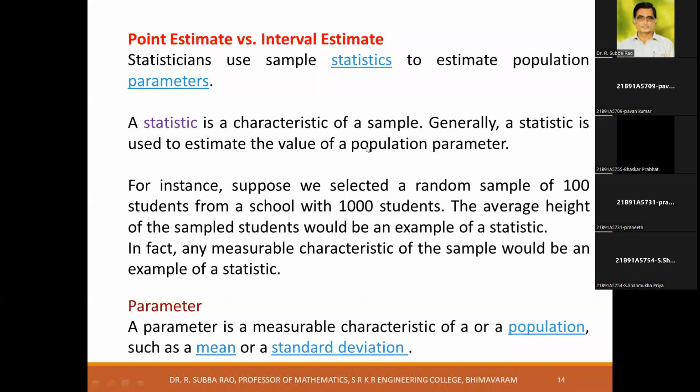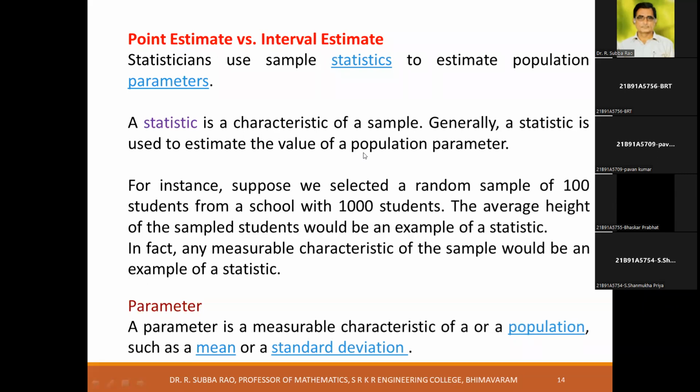Generally, a statistic is used to estimate the value of the population parameter. Before you go for the real definition of point and interval estimation, you should know what a parameter is. A parameter is nothing but a measurable characteristic of a population. In another way, you can define parameters as the statistical constants of a population.